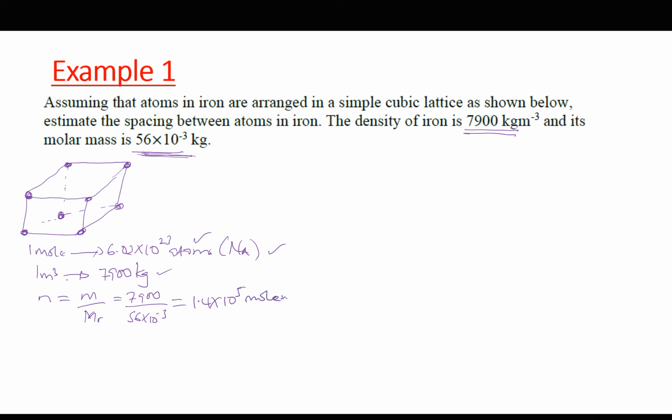So that is the number of moles. But remember, 1 mole has this number of atoms. So how many atoms are these? Since 1 mole has this number of atoms, the number of atoms I have in iron will therefore be 1.4 times 10 power 5, times 6.02 times 10 power 23. So I just multiply this.